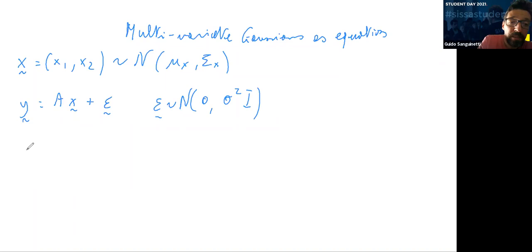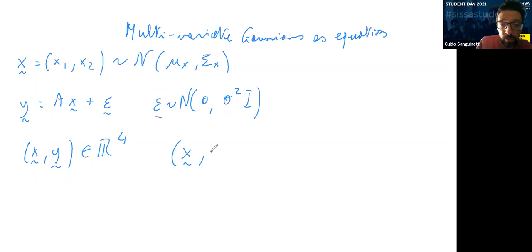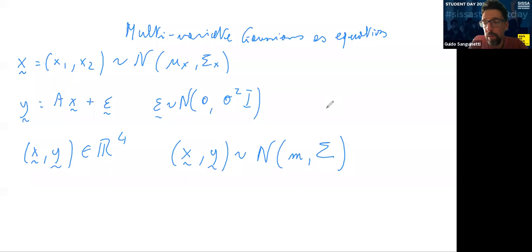Now, what happens here is that the pair X and Y is a four-dimensional vector, a four-dimensional random variable, which, because it is linear, is going to be Gaussian distributed. But what is going to be the distribution of these?